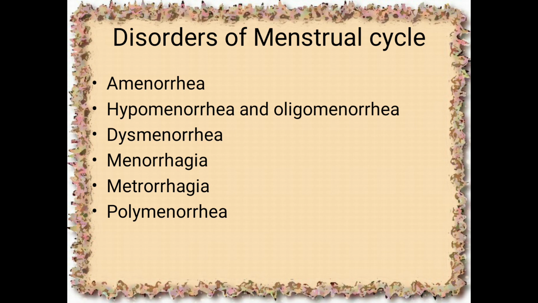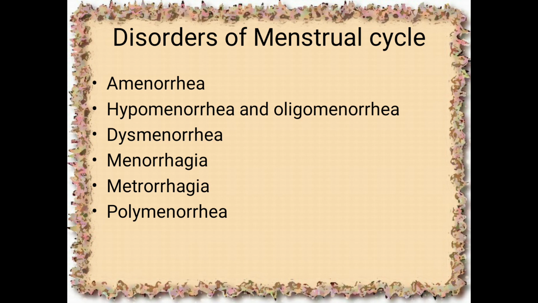If you take primary amenorrhea, you have physiological causes and pathological causes. The physiological cause is before puberty, in normal childhood and prepubertal age. Pathologically, you have congenital genital defects like Turner syndrome and Kallmann syndrome, so pathological primary amenorrhea occurs. Primary amenorrhea means when menstruation has never occurred. Secondary amenorrhea: previously you had normal cycles, but now menstruation stops.